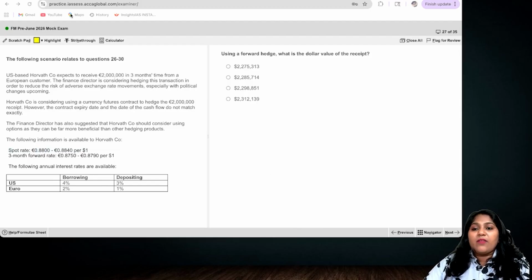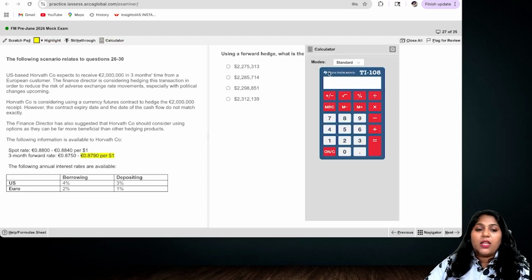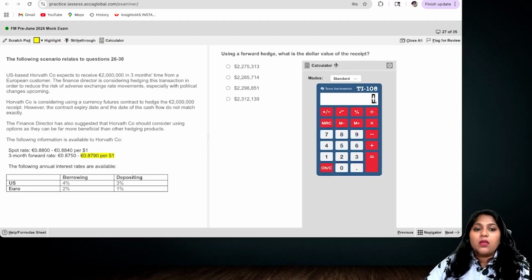So here I will give euros. After 3 months, I will give you euros. You have to give me dollars. You will give it to whom? The bank. Will the bank collect more euros from you or fewer euros from you? They'll take more euros from you, because the bank is also a financial institution running a business to make profit. They'll take more euros to give a dollar to you. So I will have to use 0.8790 as the exchange rate to calculate the dollar value of the receipt at that point of time using the forward hedge.